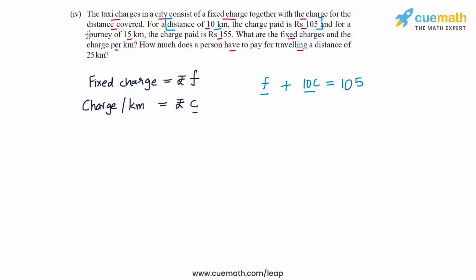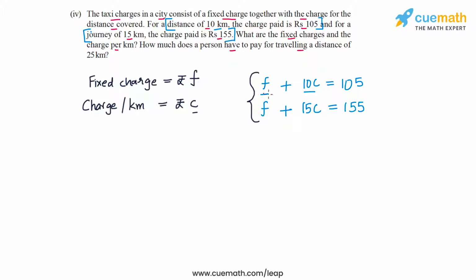And then the second piece of information is, for a journey of 15 kilometers, the charge paid is 155. So for this journey, the fixed charge will be f, and the charge for the distance traveled will be 15c. So the total cost in this case will be f plus 15c, and this is equal to 155. So these two equations are the pair of linear equations that model the given situation, and now we have to solve them using substitution, and we have to find the value of f and c.